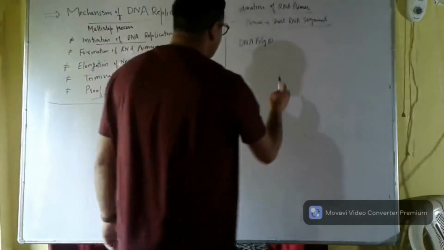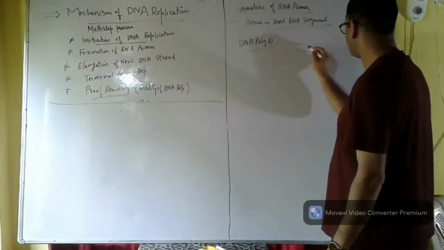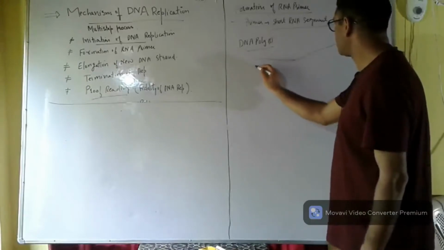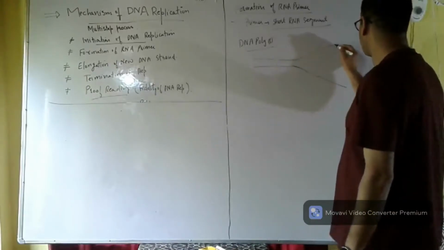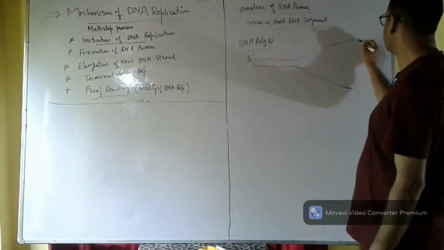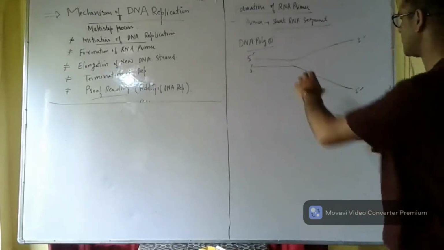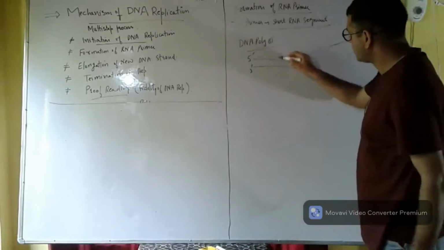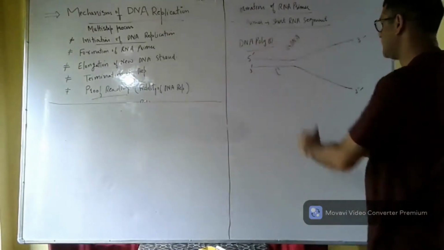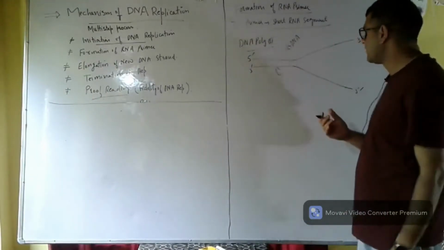I will explain it like this. This is the replication fork. This is the 5' end. This is the 3' end. This is the 3' end. This is the 5' end. We know that the DNA molecule is double-stranded. This is one strand. This is double-stranded DNA. This is 5' and 3', and 3' and 5', because of the antiparallel nature.